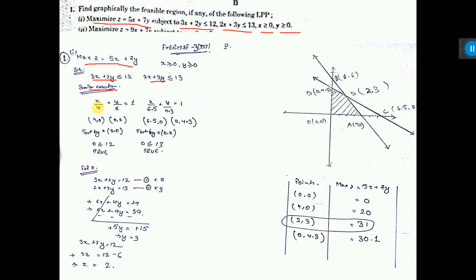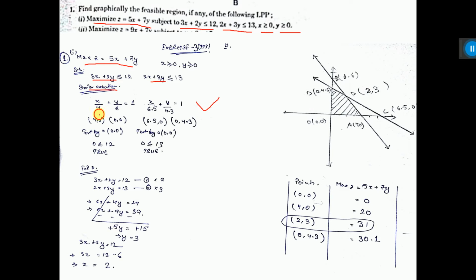So 3x divided by 12 means 3 4s are 12, so x by 4. 2y divided by 12 means 2 6s are 12, so y by 6, and 12 by 12 is 1. In the second equation, also divide by 13. So 2x by 13 gives x by 6.5, and 3y by 13 gives y by 4.3, sorry, approximately 4.3. And 13 by 13 is 1.